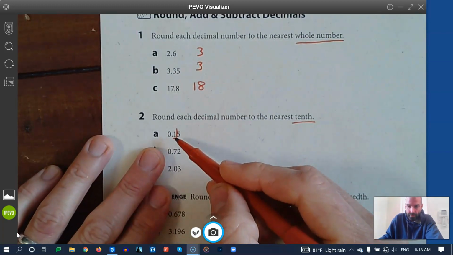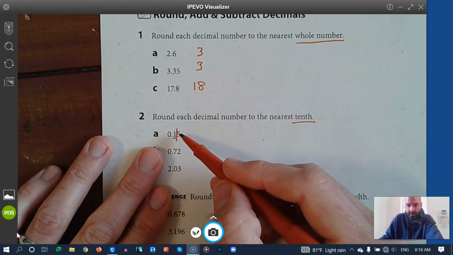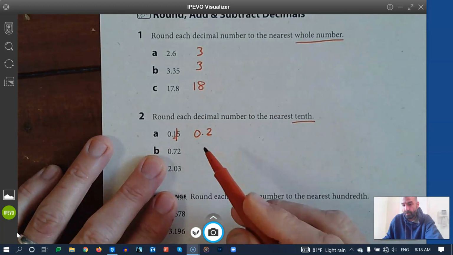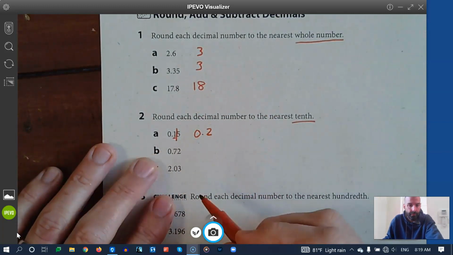This means I am in between 1/10 and 2/10, because this is 1/10 and a little bit more. It's a 5, so I am rounding up to 2/10. You do have to include the 0 and the decimal point.